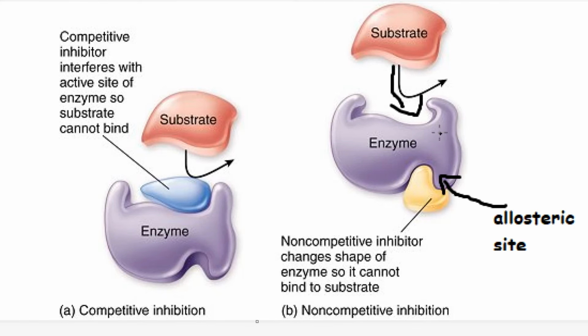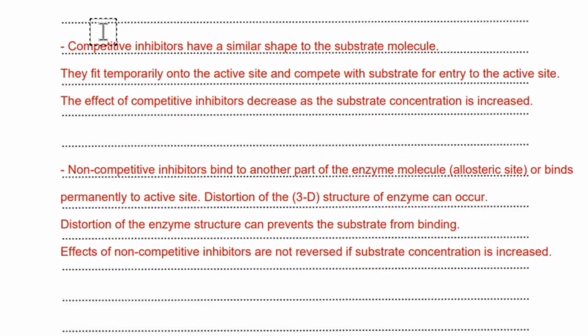This could be quite dangerous, especially if the enzyme is permanently altered or the non-competitive inhibitor permanently bonds to the enzyme. So to explain here, competitive inhibitors have a similar shape to the substrate molecule. They fit temporarily onto the active site and compete with the substrate for entry to the active site. So the effect of competitive inhibitors decreases if you have more and more substrate, which gives the substrates more likelihood that they would bond to the enzymes or go into the active site rather than the inhibitors themselves.